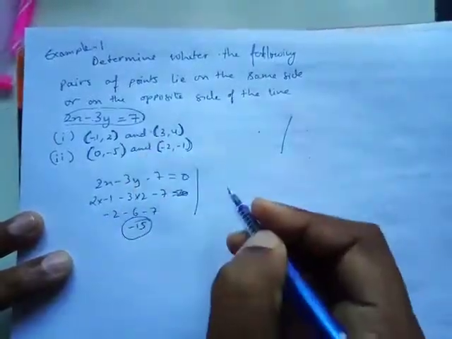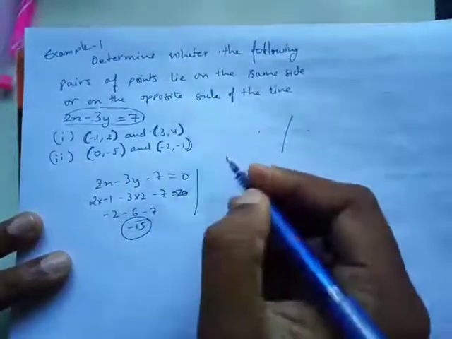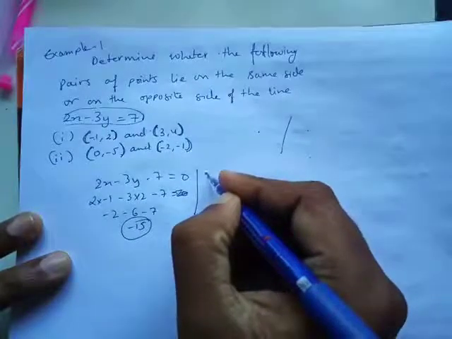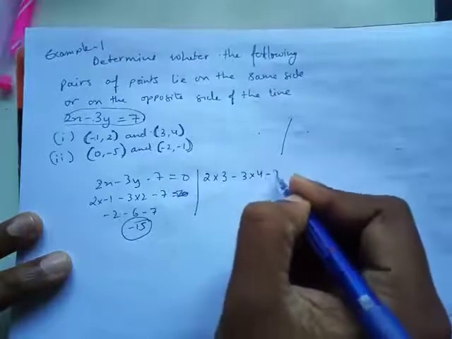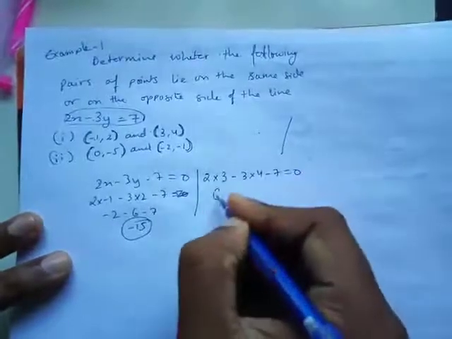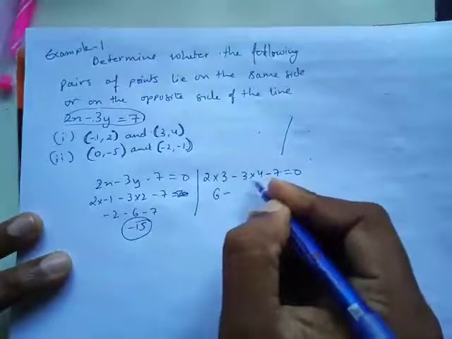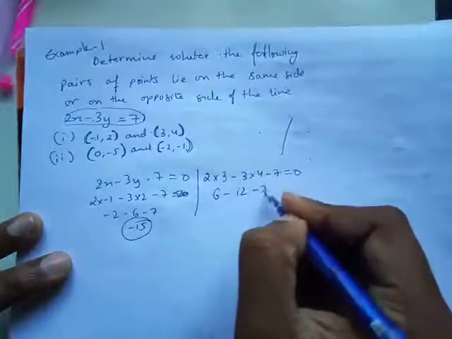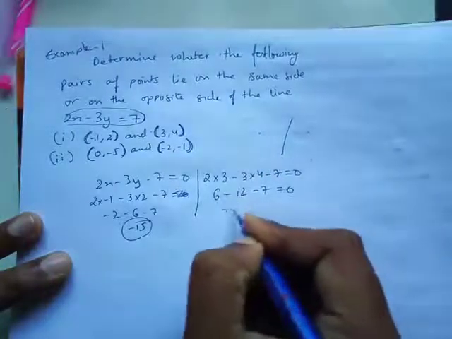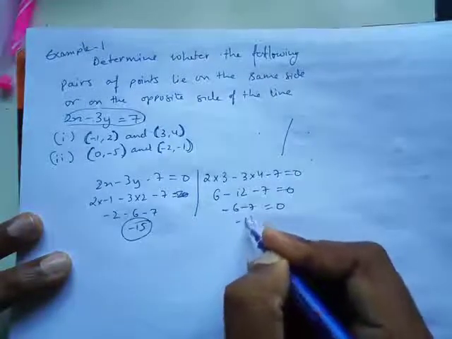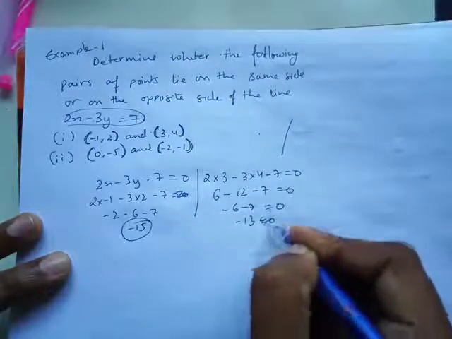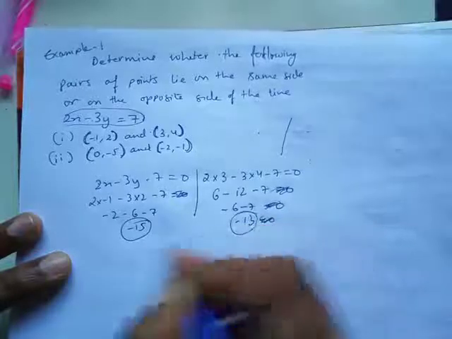Let's see, put this value 3, so 2 into 3 minus 3 into 4 minus 7 equals to 0. 2 3s are 6, and this is going to be 12 minus 7 equals to 0, minus 6 minus 7 equals to 0, minus 13 equals to 0, and 0 you don't have to put, you just have to find what is the value coming.